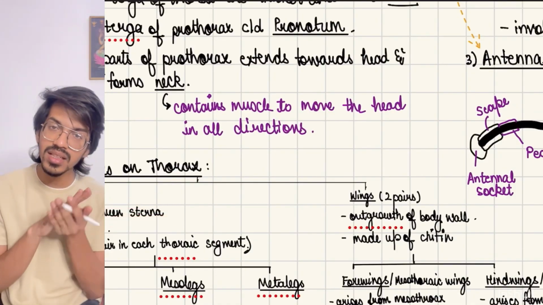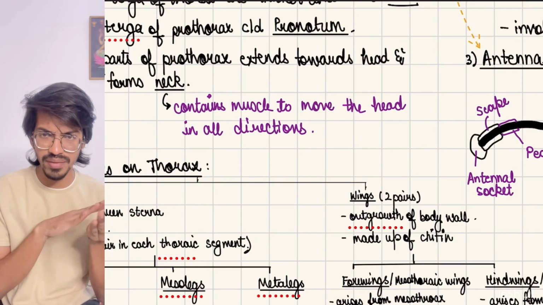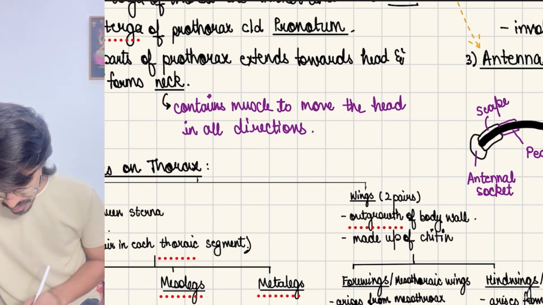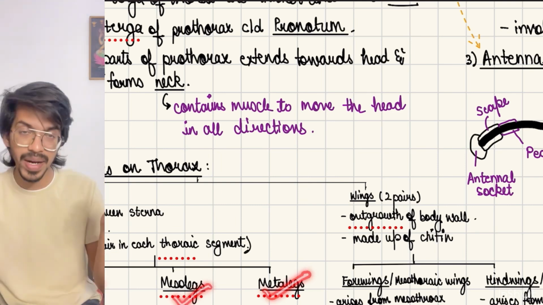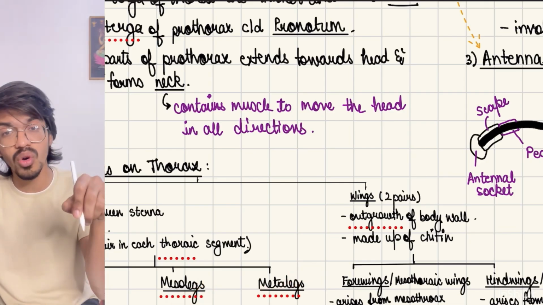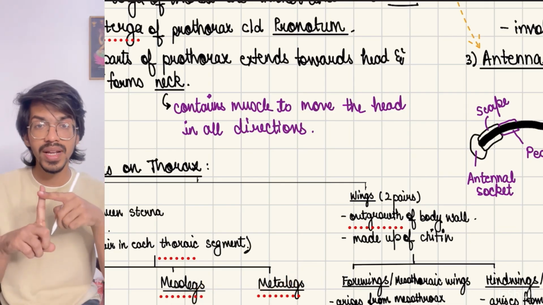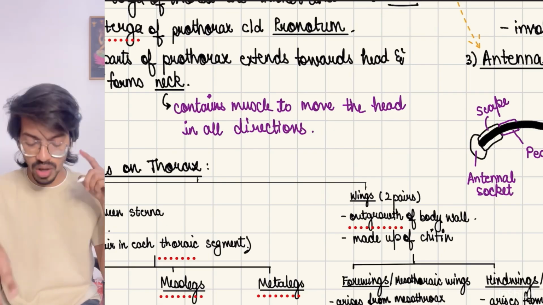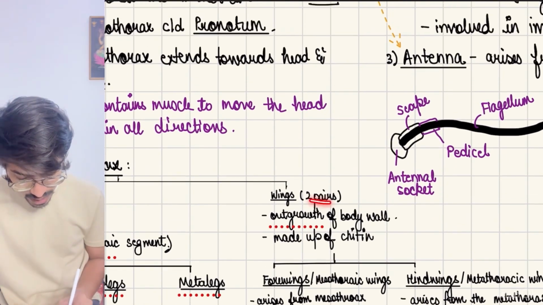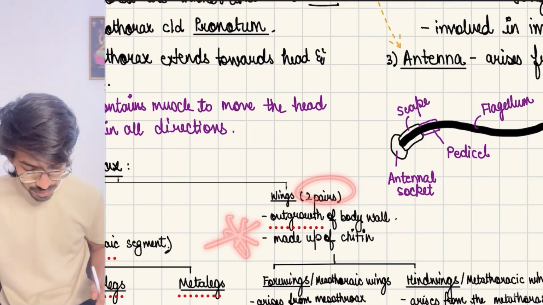Sterna is your sternum, basically sclerites, and three pairs are there: prolex, mesolex, metalex. Depending upon that, they come from the segments of the thorax. So the prothorax bears the prolex, the mesothorax the mesolex, and the metathorax the metalex. Then wings, there are 2. Here an important question can be formed.